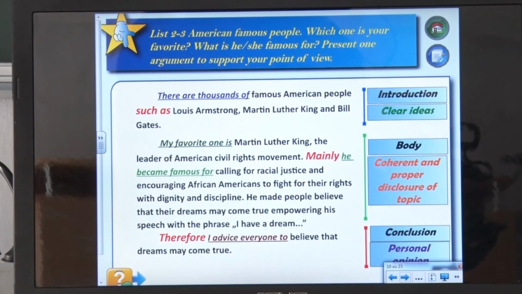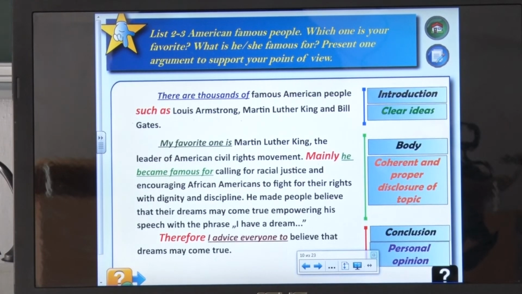In the introduction, you should give clear ideas because you are introducing the reader to your next message. In the body, be coherent and proper in disclosing the topic. In conclusion, you can give your personal opinion, but while writing this text, please don't use too many words or too many ideas. Be clear and specific. It's very important.